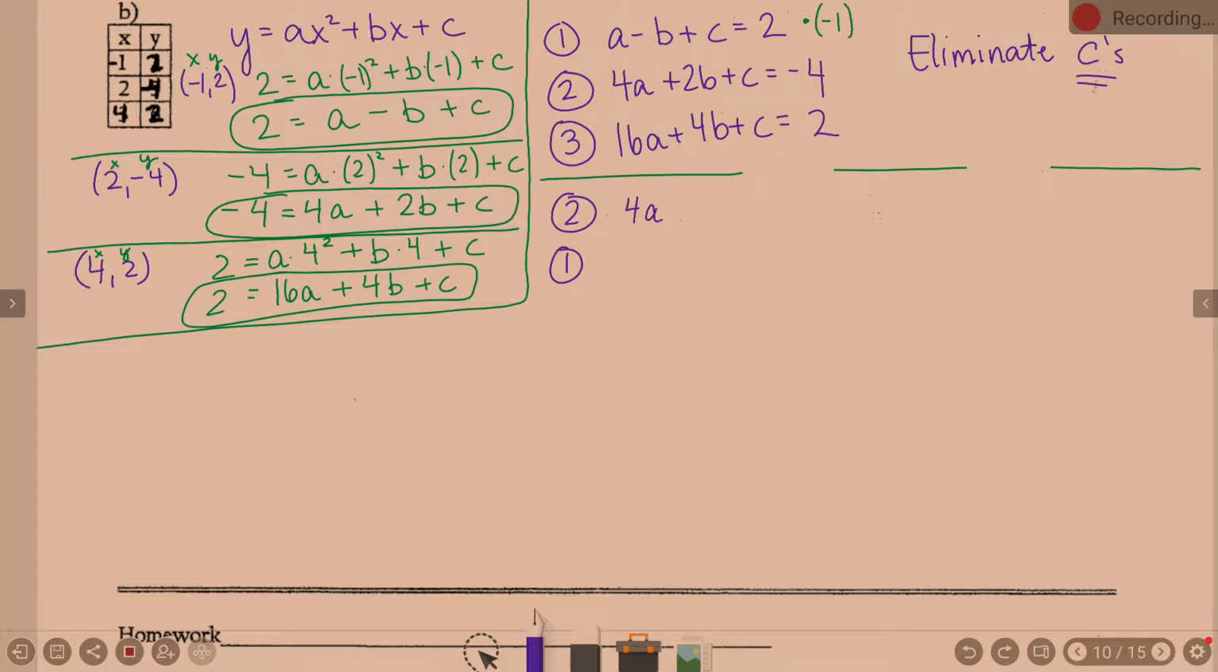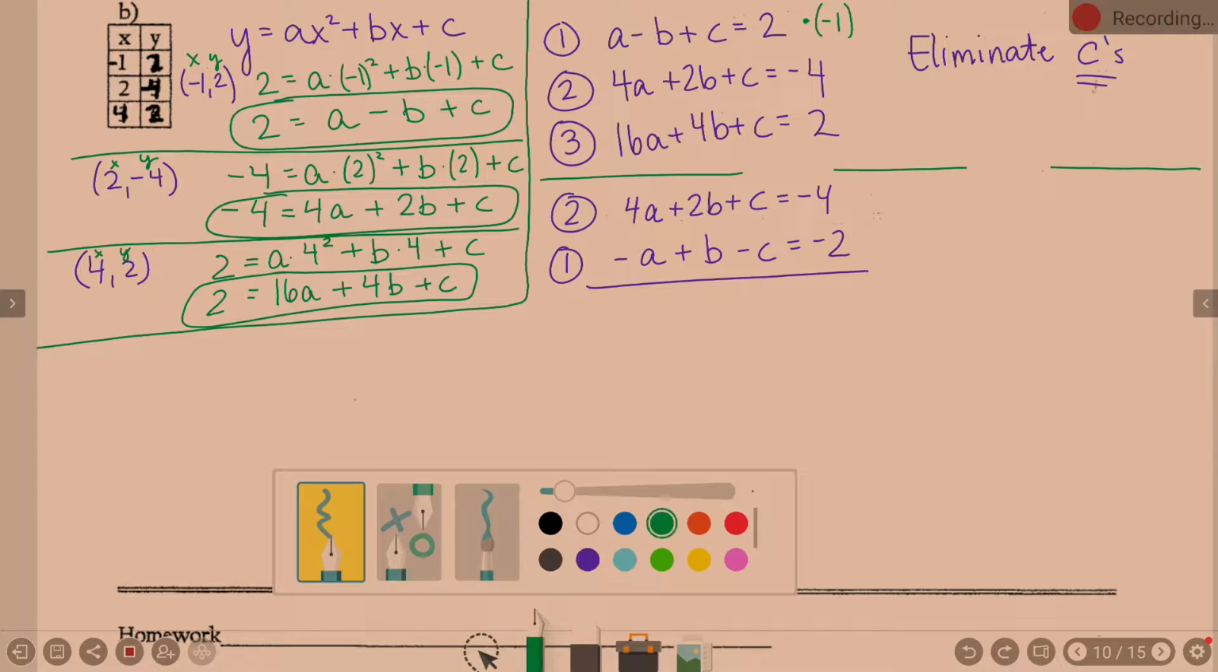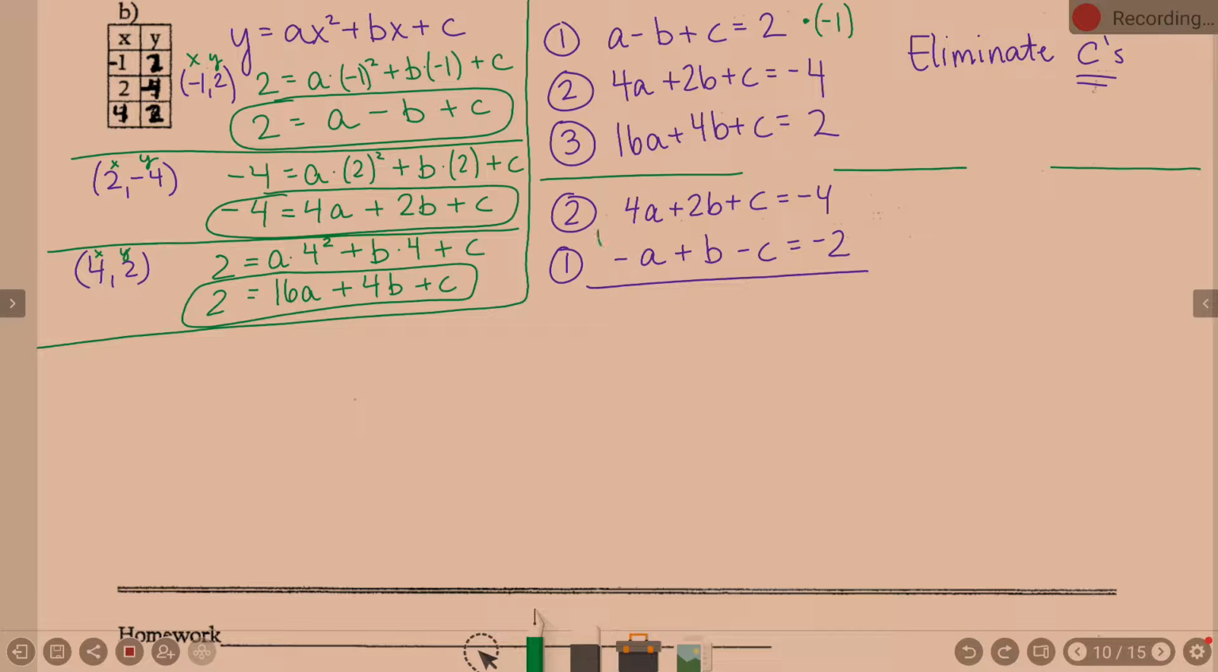So 2 is 4A plus 2B plus C equals negative 4. What is 1 after I multiply it by negative 1? Negative A plus B minus C, negative 2. Good. Negative A plus B minus C equals negative 2. As always, or as I wanted, my C's are opposite signs, a plus and a minus. So we're going to add these equations together, right?